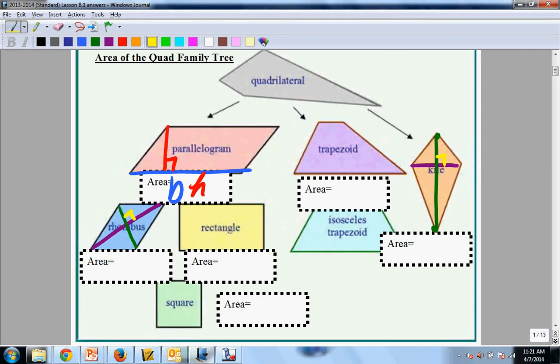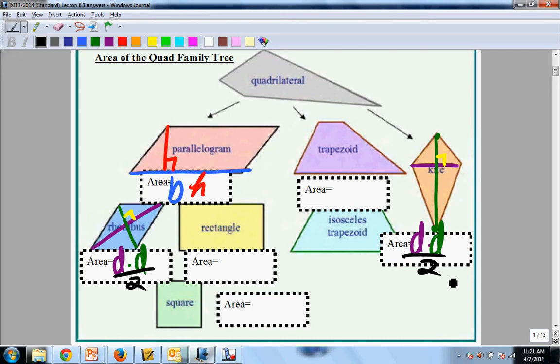I'll take a volunteer for that one. Who knows rhombus and or kite? Yes, Jessica. Yes, you just multiply the diagonals and you cut it in half. Diagonal times diagonal over 2. That's for both of them. Diagonal times diagonal over 2. You multiply the diagonals. That only works if there's right angles.